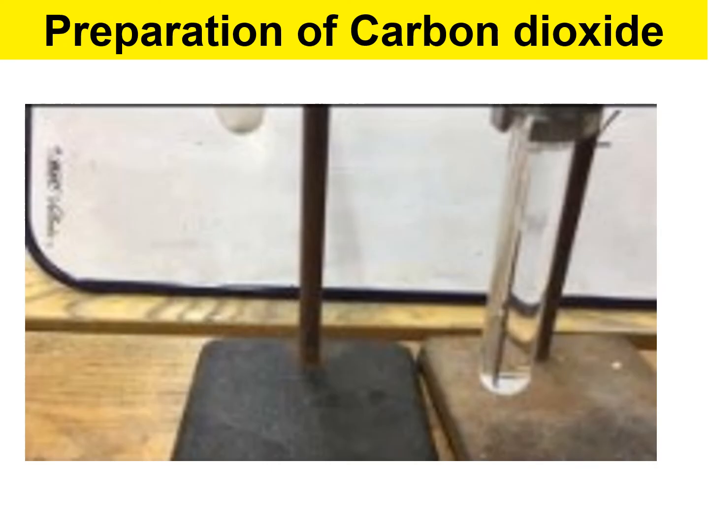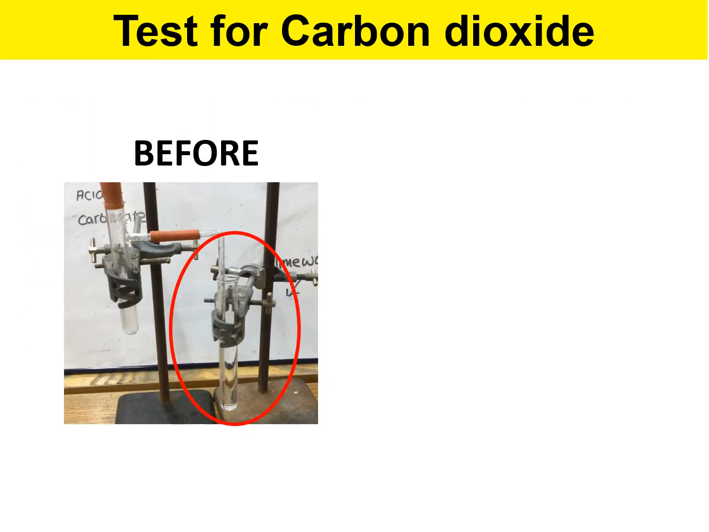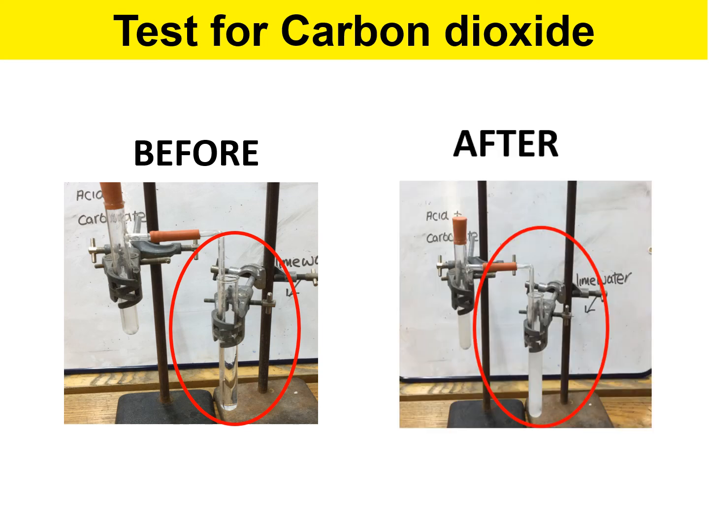There is a video clip associated with the preparation of carbon dioxide in your classwork section today. If you have a look at the end of the video, you can see the before and after observations with lime water. At the beginning of the reaction, the lime water is colourless, and when we produce the carbon dioxide, you can see that the lime water turns milky. That means the test for carbon dioxide is you bubble it into lime water and it turns from colourless to milky.